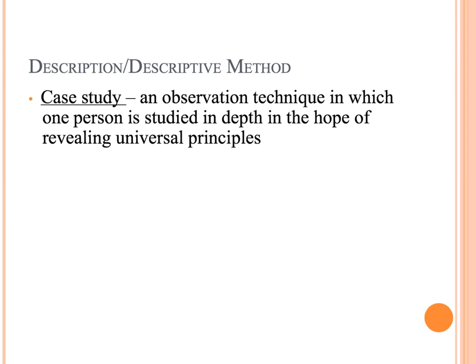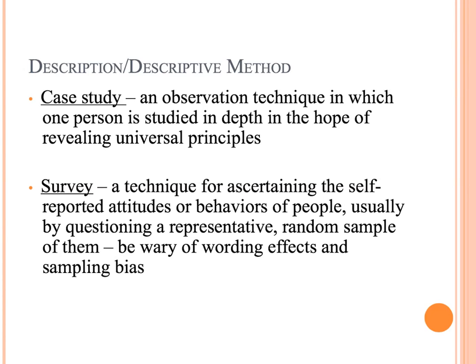Another type of descriptive research is the survey. The survey is a technique for ascertaining the self-reported attitudes or behaviors of people, usually by questioning a representative, random sample of them. Be wary of wording effects and sampling bias. All right. So, for example, if one wanted to research the political ideologies of the country and what sports teams are most popular here at CHS, one would simply conduct a survey to determine the results of the popular vote.